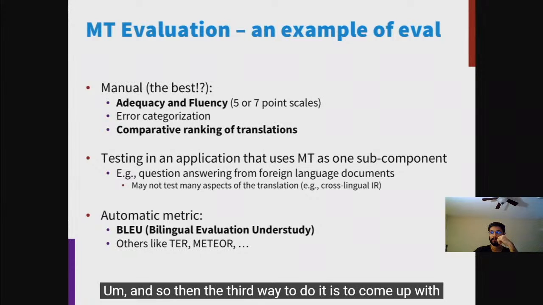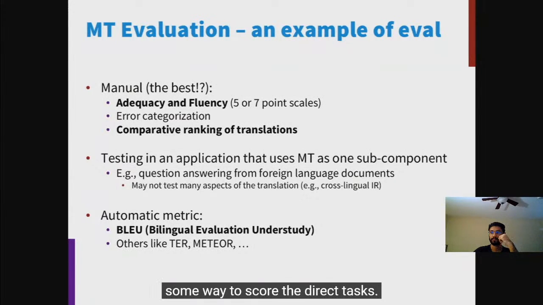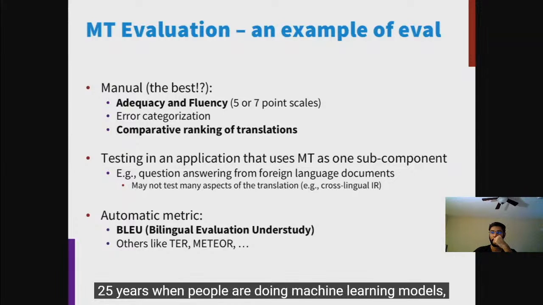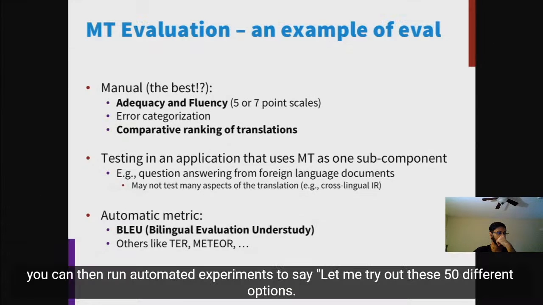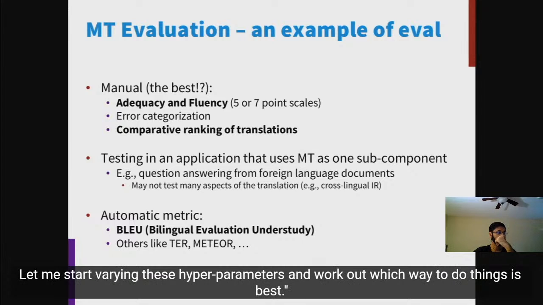And so the third way to do it is to come up with some way to score the direct task. Here, the direct task is machine translation. And this has been a valuable tool for really the last 25 years when people are doing machine learning models, because as soon as you have an automatic way to score things, you can then run automated experiments to say, let me try out these 50 different options, let me start varying these hyperparameters and work out which way to do things is best.